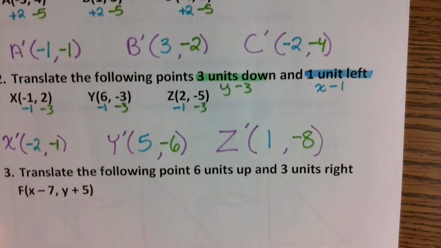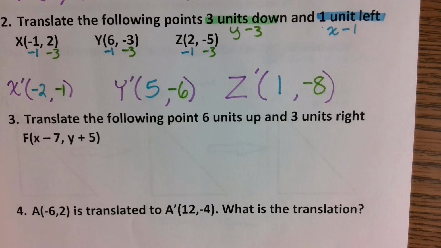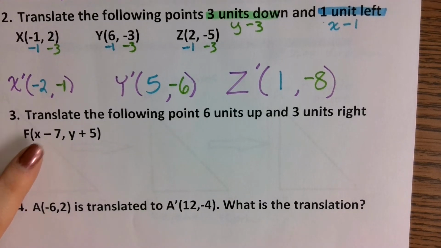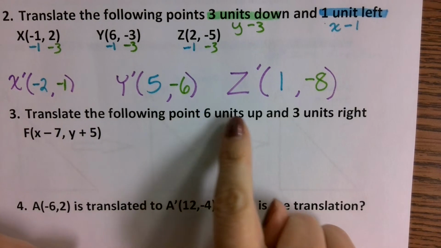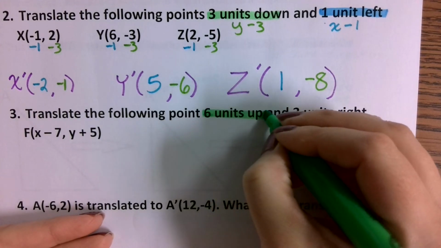Now for problem number 3, it says translate the following point 6 units up and 3 units to the right. But the point is not a specific number. The point is an expression. But it's the same exact process. If we're moving 6 units up, 6 units up is going to have an effect on which coordinate?